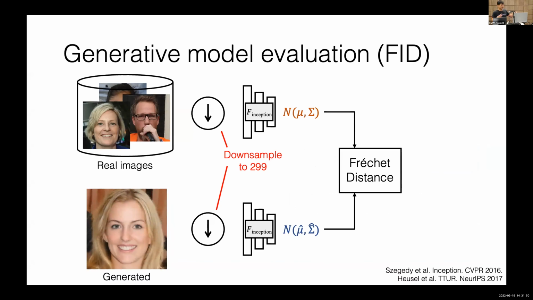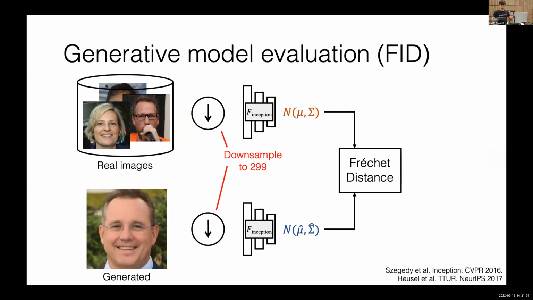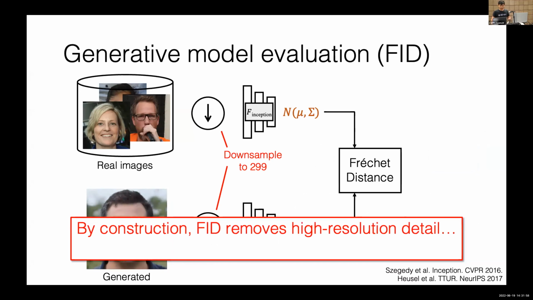Maybe we're okay with downsampling at 299 if we want to evaluate high resolution structure. That's a reasonable thing to do. But if we're at really high resolution, like 3K, by construction this metric is actually ignoring all the high resolution detail that we're trying to capture and evaluate. So this FID as constructed is explicitly not adequate for evaluating this task.